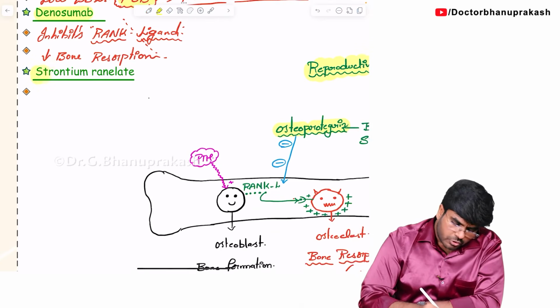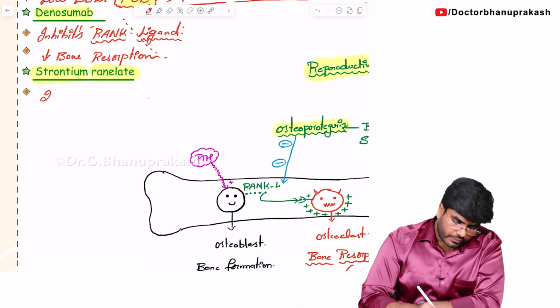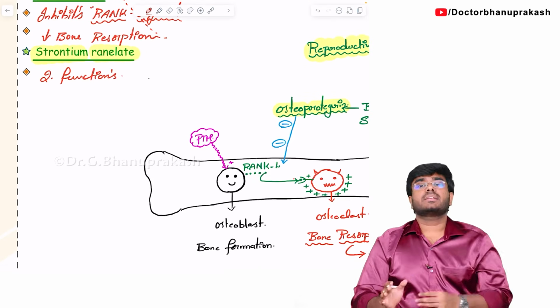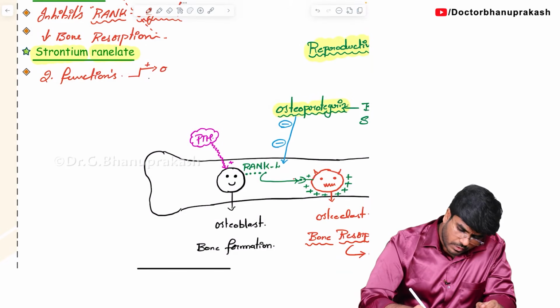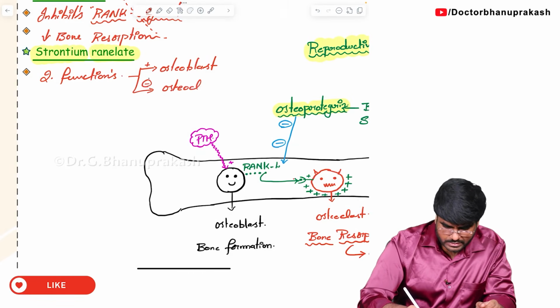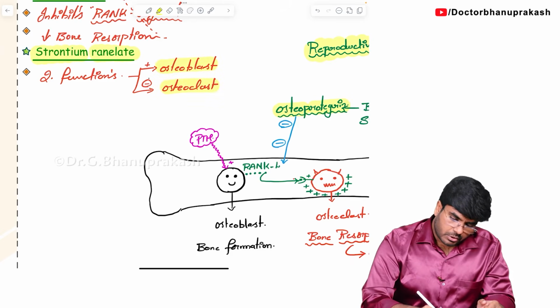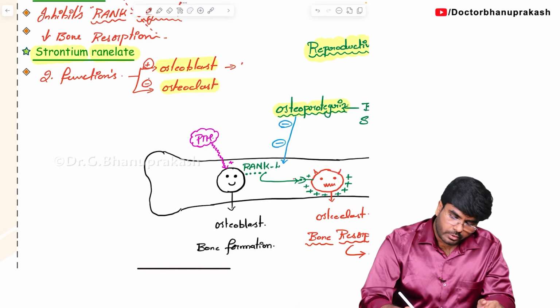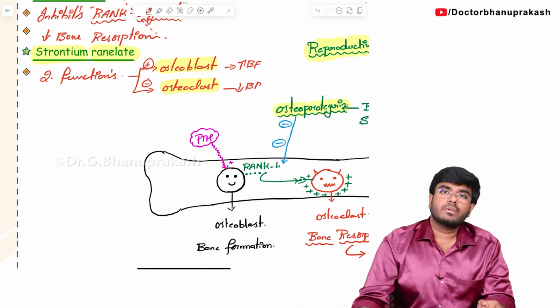Done. Next, strontium ranelate is a very important drug. Why? Because it has two functions. Always remember, strontium ranelate is a drug with two hands. With one hand, it's going to stimulate the osteoblasts, so there is going to be increased bone formation. And with the other hand, the same drug is going to inhibit the osteoclasts, so there is going to be decreased bone resorption. Two things are happening and both are good.